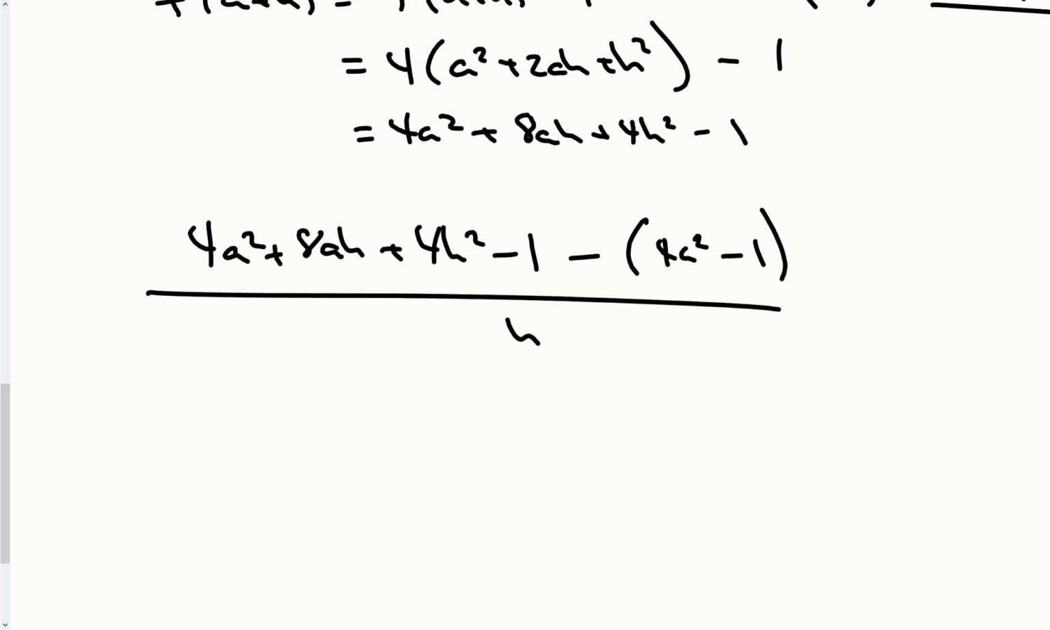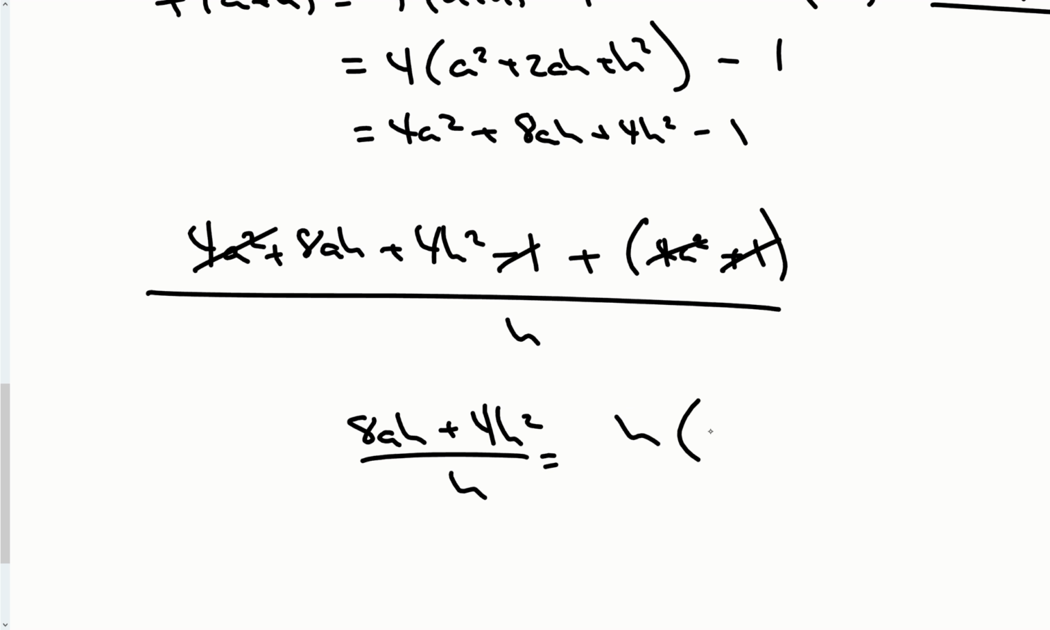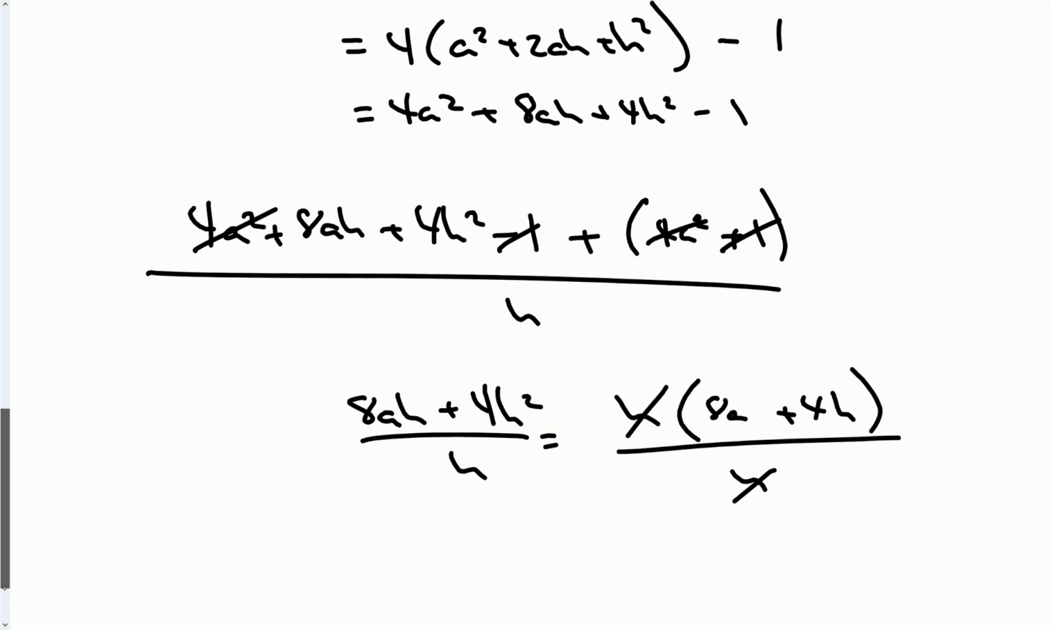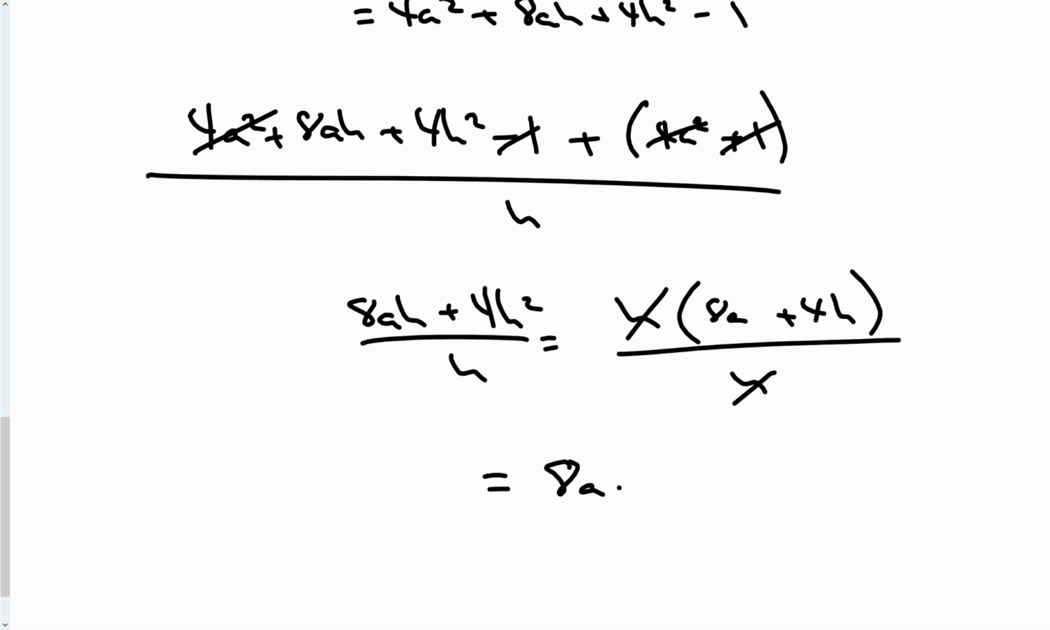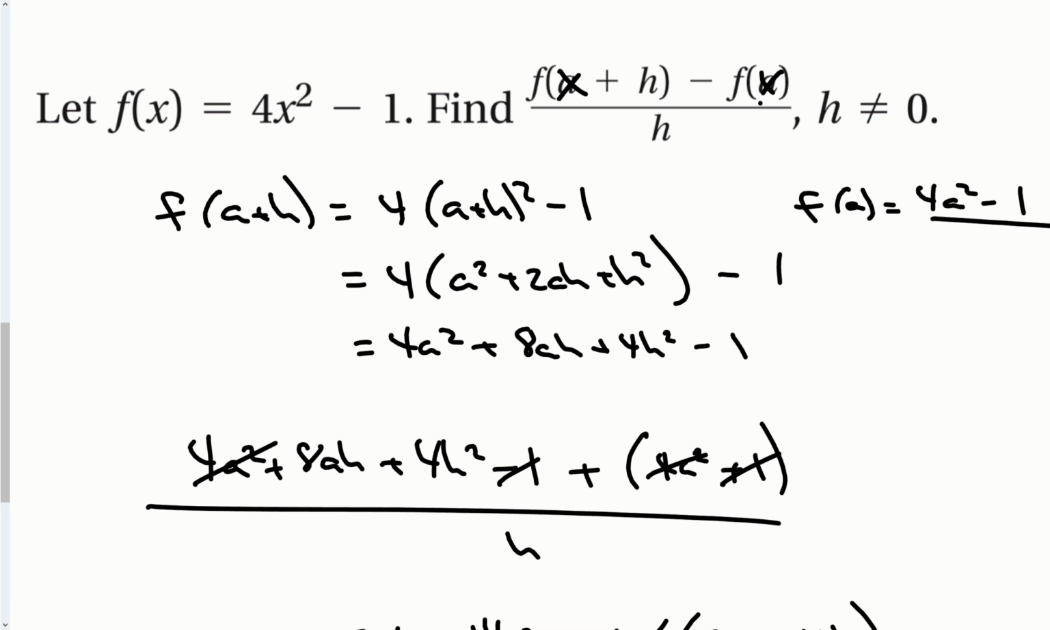Start to simplify this. We get 4a squared minus 4a squared. Those cancel. Minus a minus turns into a plus. So negative 1 plus 1. Those cancel. So we have 8ah plus 4h squared over h. I now, on the top, have a common factor. I have a common factor of 4h, but let's just factor out an h because that's the only thing that's going to cancel. I factored out the h, 8a plus 4h over the h, which can then divide out. So my answer is 8a plus 4h. And that is the difference quotient of this function.